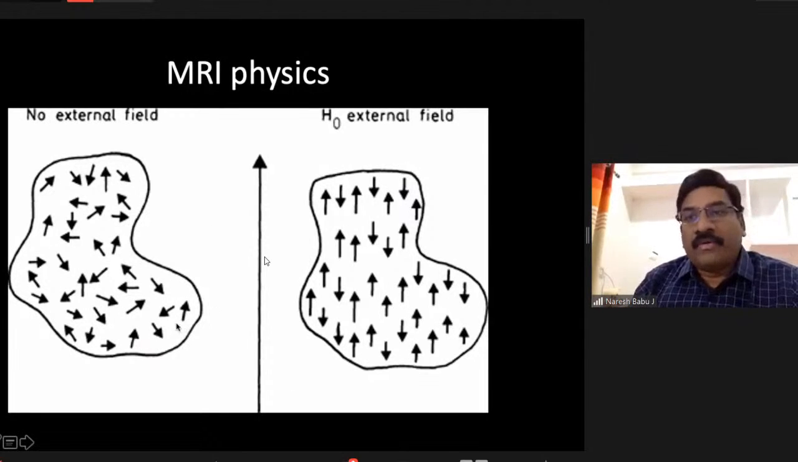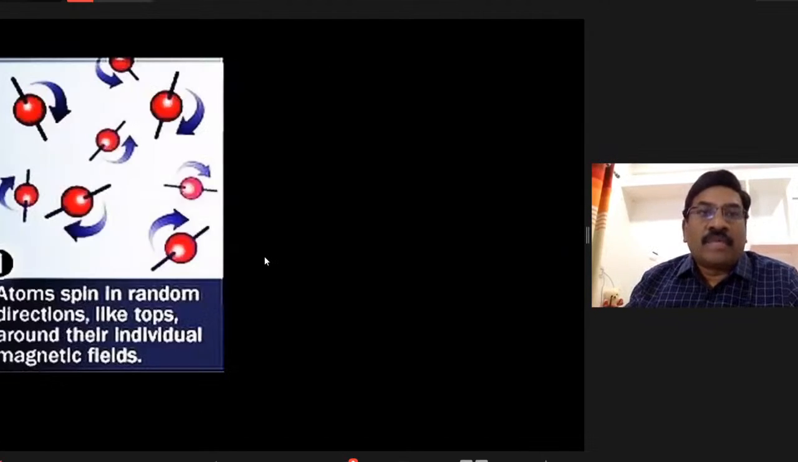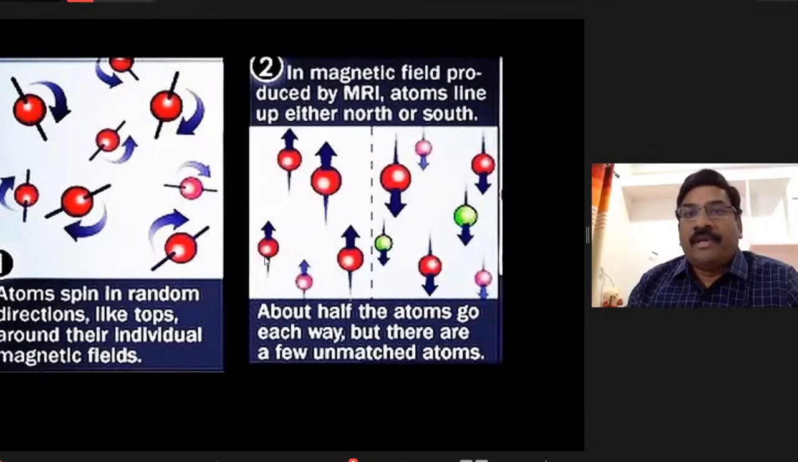Every tissue has got a lot of atoms which will be spinning around their own magnetic field. And once we apply a high external magnetic field, they will align into a straight line. So these are the atoms of the tissue which are spinning in random directions like tops around the individual magnetic fields. Once we apply a magnetic field by an MRI, these atoms will line up either to South Pole or North Pole. About half of the atoms will turn either way, but there are a few unmatched atoms. And these are the ones which are very important.